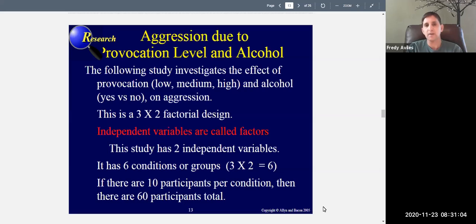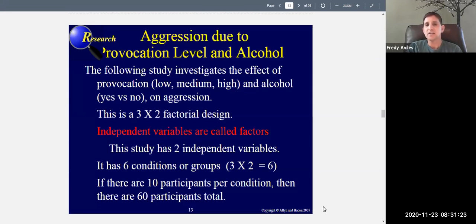So there's 3 levels of provocation, low, medium, high. That's why there's a 3. And then the second independent variable is yes and no. There's 2 levels of that. That's why there's a 2. Okay. Remember, independent variables are called factors. Okay. The study has 2 independent variables. It's an experiment, actually. The experiment has 2 independent variables.